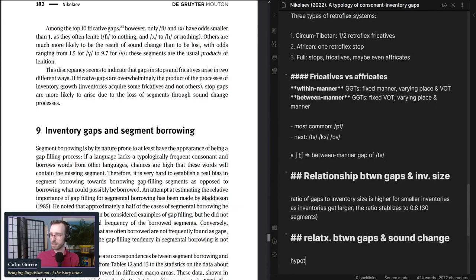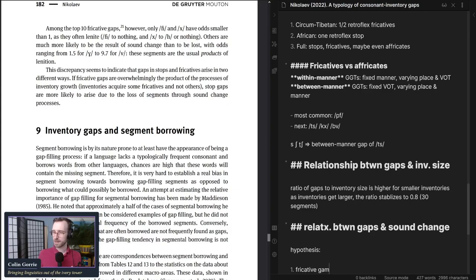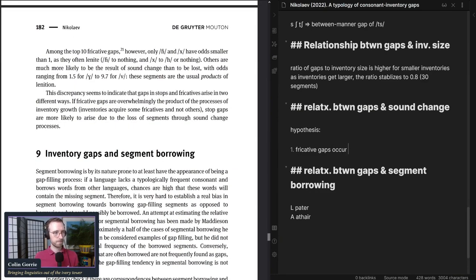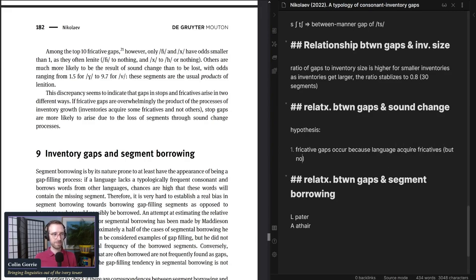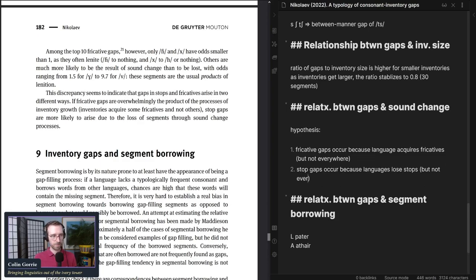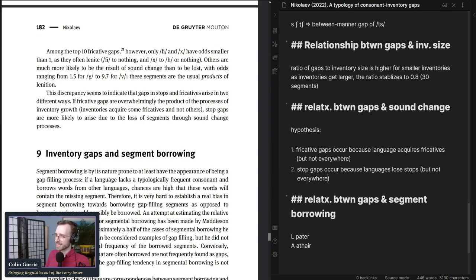So the hypothesis is: fricative gaps occur because languages acquire fricatives, but not everywhere. Stop gaps occur because languages lose stops, but not everywhere. Well, that's interesting, and I wonder how we could test that. But for conlangers, if you are watching this and you're a conlanger, you may want to use this as inspiration in your own work. Echo asks, has this been saved on any internet archive sites?